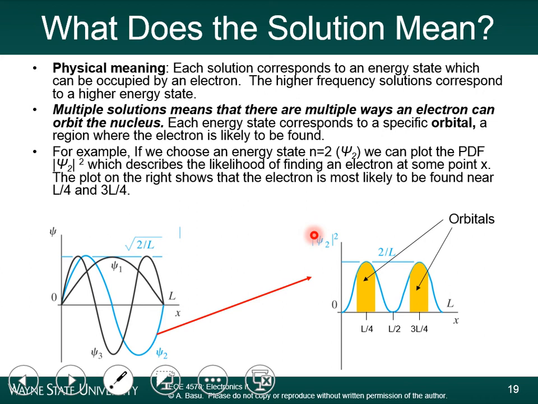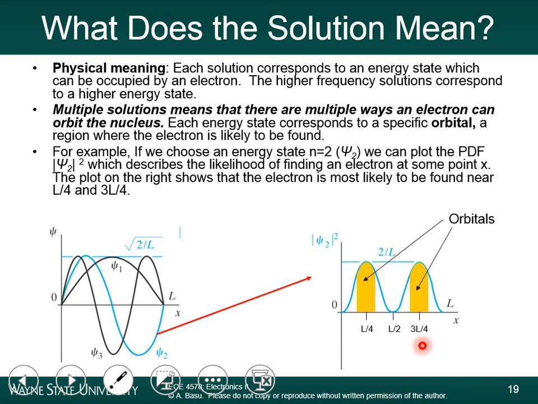This is a probability density function. So this means that the electron is most likely to be near L divided by 4 or 3L divided by 4, if it's in the second energy state. Where is it likely to be for the psi 1 function? Suppose the electron is in energy level 1. Where is it most likely to be located?